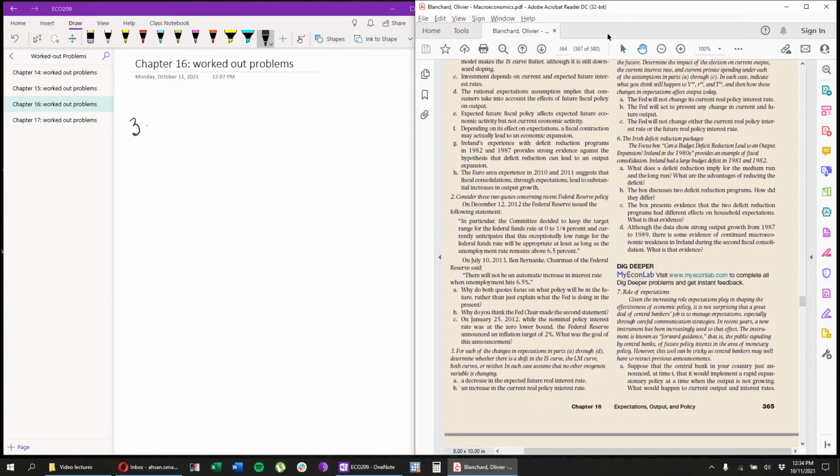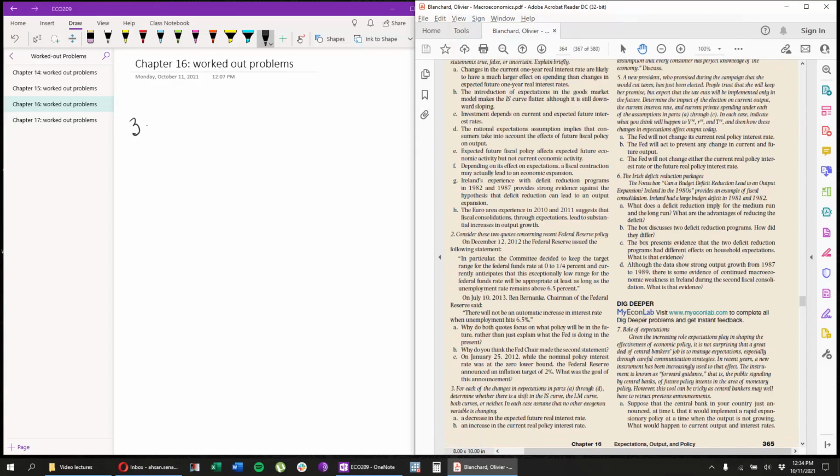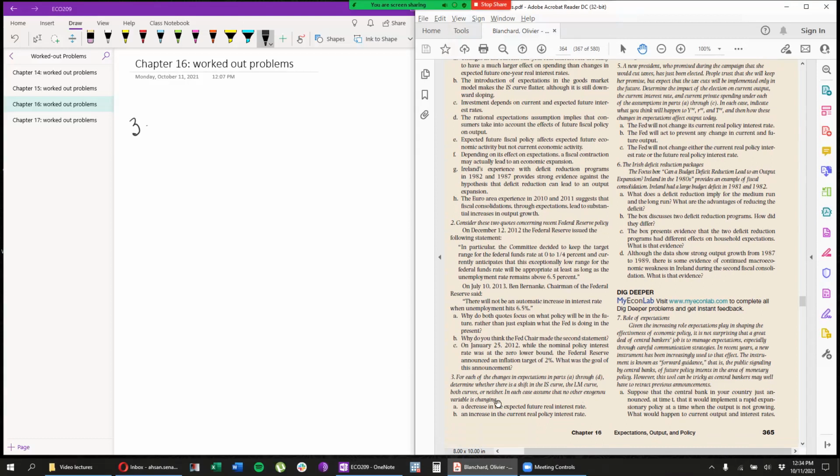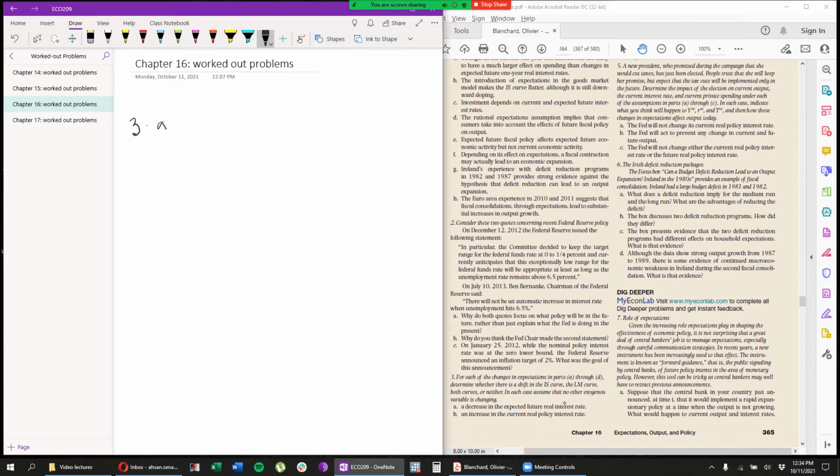So in number 3, we are given 4 different scenarios, A, B, C, and D. And for each of the scenarios, we have to determine what happens to the IS and the LM curve, okay? All right, so let's start with 3A. What happens is there is a decrease in expected future real interest rate. So real interest rate in future, T plus N, expected future, this is going down, okay?